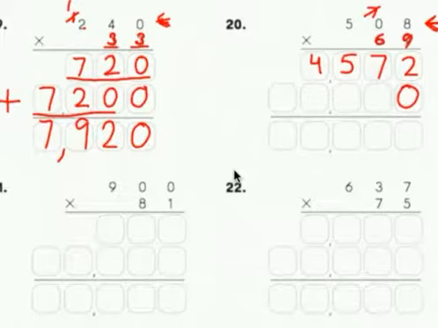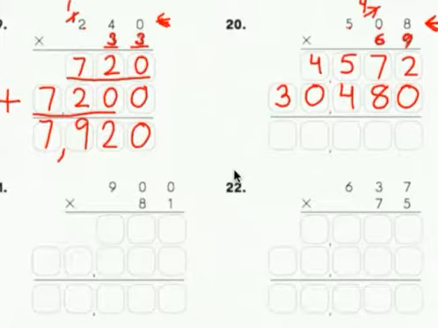Okay. All right, 6 times 8. 6 times 8 is 48. So I put the 8 here and the 4 above the next number. 6 times 0 is 0. Plus 4 is 4. Now I move to 6 times 5. 6 times 5 is 30.